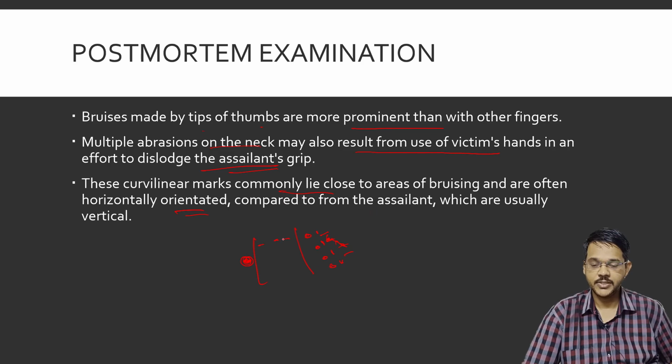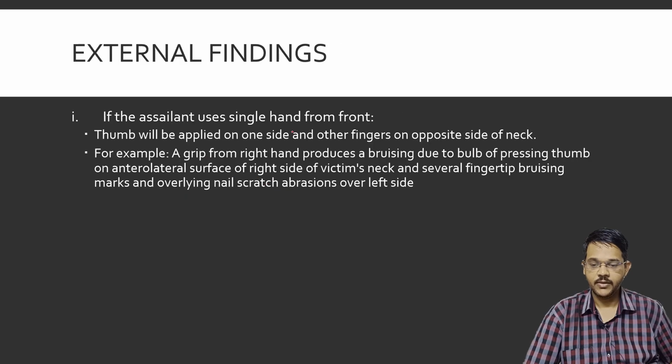assailant's nail scratch abrasions, and while trying to remove the hand, the victim's nail can cause horizontally oriented curvilinear nail scratch abrasions. So if the assailant has used a single hand, the thumb will be applied on one side and the other fingers on the opposite side. For example, if the assailant is right-handed and grabs from the right, the right hand produces bruising from the pulp of the thumb on the anterolateral surface of the right side of the victim's neck.